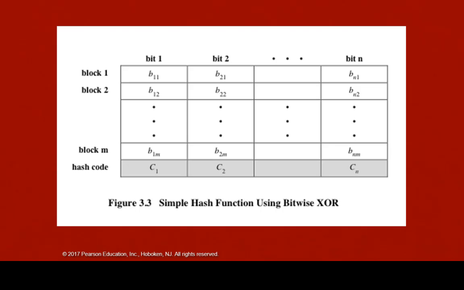One of the simplest hash functions is the bit-by-bit exclusive OR of every block, and the figure illustrates this operation. It produces a simple parity for each bit position and is known as a longitudinal redundancy check.